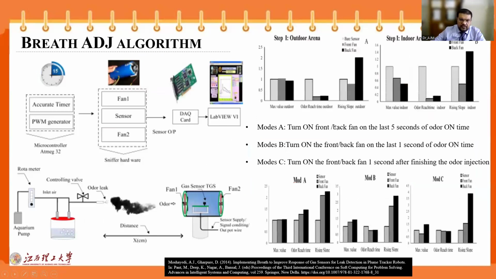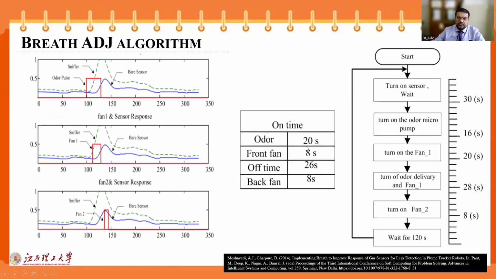And I will go a little bit fast for this part. We have one protocol in which we inject the odor for 20 seconds. Then the front second was 8 seconds. Off time was 26, which means that nothing will happen in 26 seconds. And after 8 seconds, I could purge my signal. You will see here how I do it with fan 1, fan 2, and how they can help us.